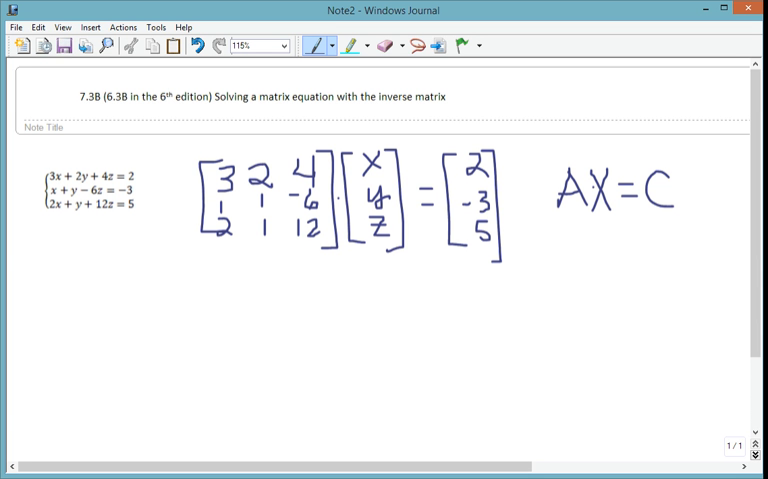Now, if I had this in a regular algebraic equation, like 2x equals 8, I would divide by 2, or I would multiply by 1/2, right? Well, 1/2 is the multiplicative inverse of 2. When you multiply them together, you get 1. That's exactly what we're going to do here. We're going to get rid of this first matrix by multiplying by its inverse.